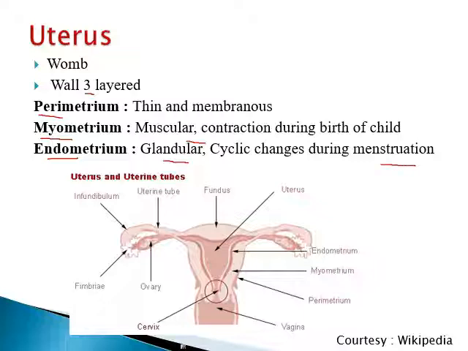So here in this diagram, you can see the outermost layer is the perimetrium. The second layer is the myometrium. And the third layer, which is glandular, is the endometrium. In this diagram, you can also see another part, that is the ovary. These are the fimbriae, infundibulum, uterine tube, and the fundus part of the uterus. These three regions form the part of the oviduct. So this is all about the uterus.